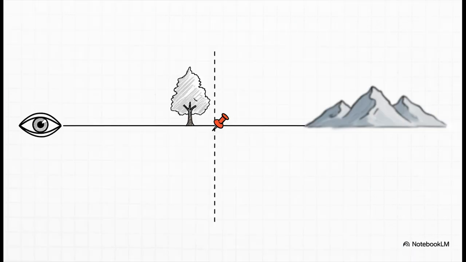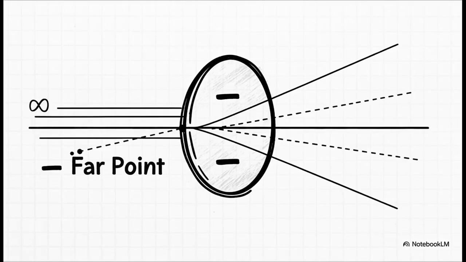But in a myopic eye, the far point is much closer than infinity. It might be 2 meters, or 1 meter, or even 80 centimeters. This value, the far point, is the maximum distance a myopic person can see clearly. And this is the value that you will usually be given in your exam questions. Please, I want you to note down these key rules for solving myopia numericals. They are the key.